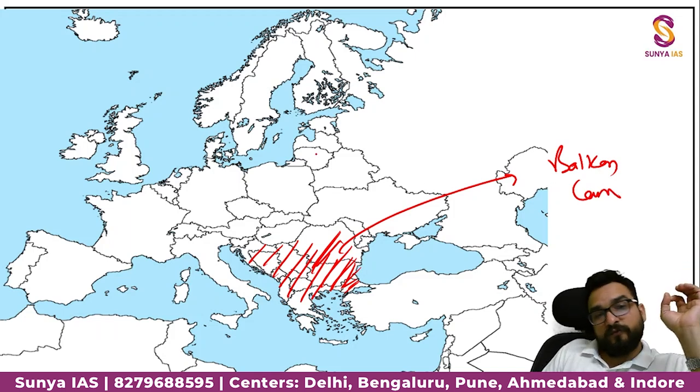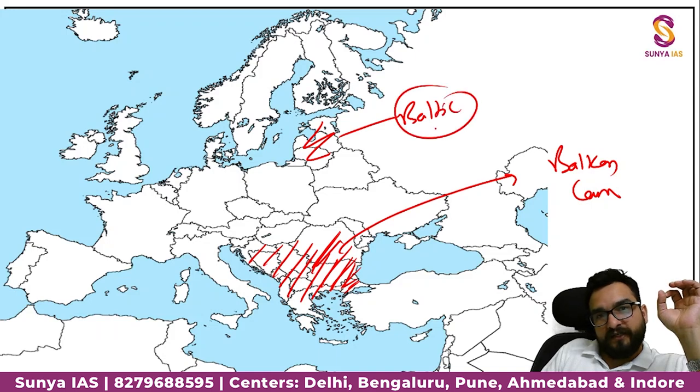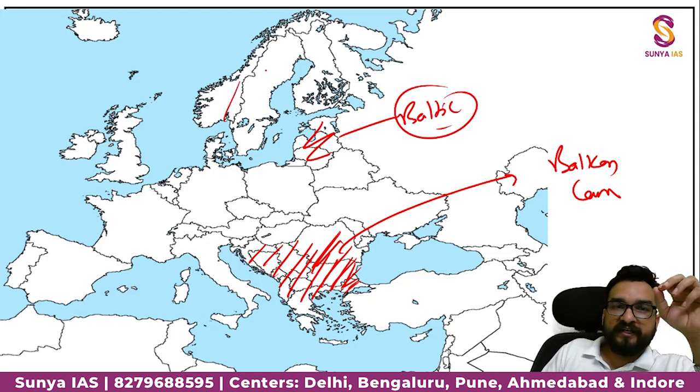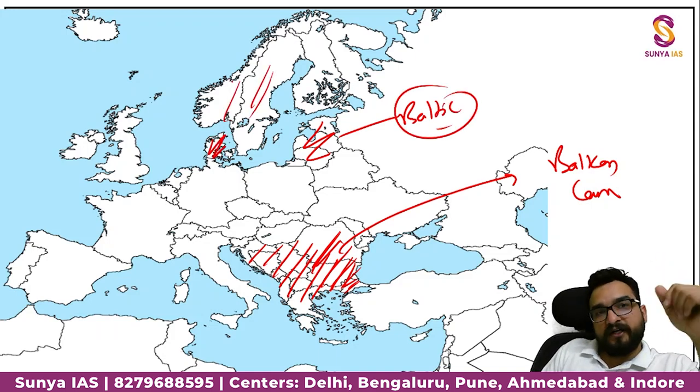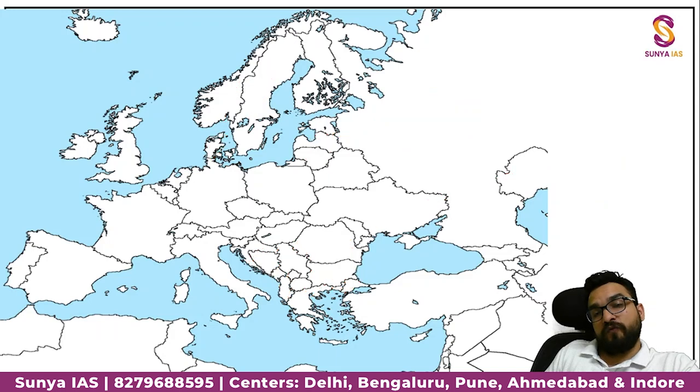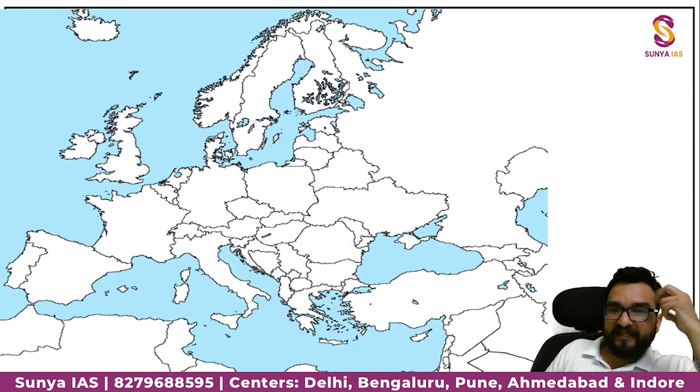Baltic countries, you have known. Baltic. These three countries, Baltic. Nordic, Scandinavian three countries. Nordic countries include two more. One more fact you try to take, guys. Over here, you will see that, okay, these are the areas you have seen.